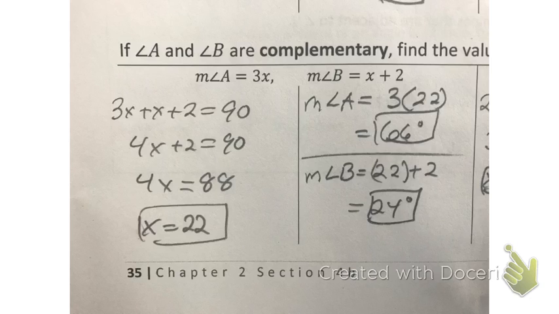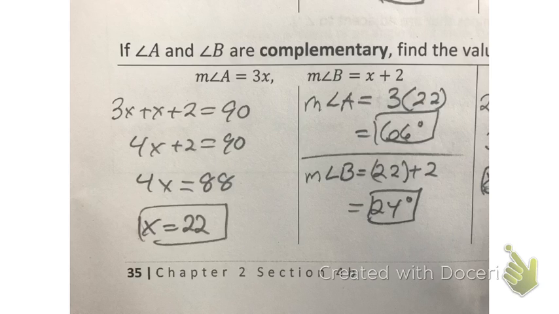Complementary means 90 degrees. Make sure you set it equal to 90 degrees. Do you think that's a common mistake, Will? Yeah. It's a very common mistake on a test. Very common. Make sure you read the problems explicitly. When I read complementary, I think 90 immediately. So I make it equal to 90.